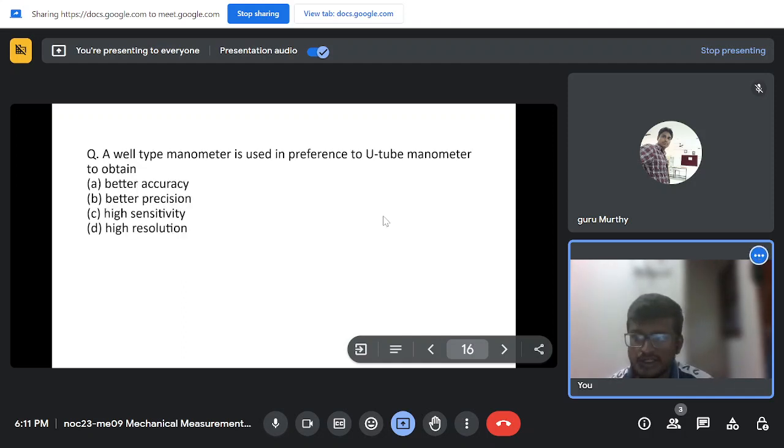And moving on to the next question, we have a well type manometer is used in preference to a U-tube manometer to obtain. So why is a well type manometer preferred compared to the U-tube manometer? The options are A, better accuracy, B, better precision, C, high sensitivity, D, high resolution.